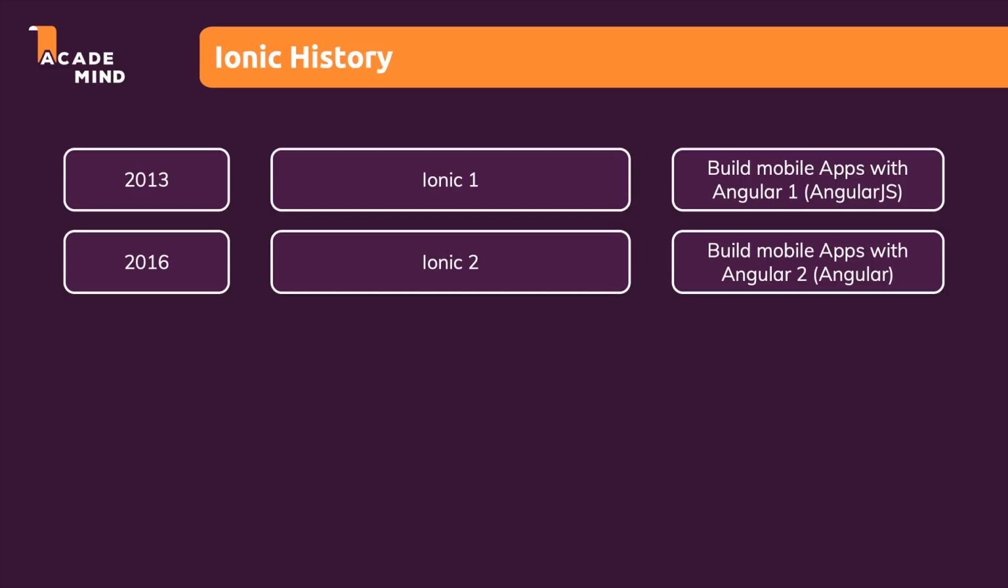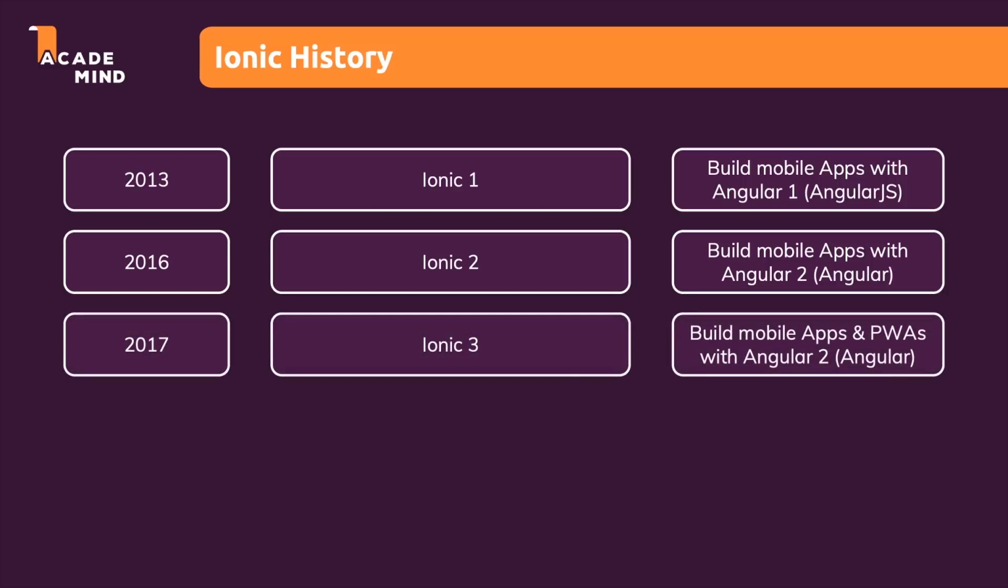And in 2017, we saw Ionic 3, which was basically an enhancement of Ionic 2, which also included better support for not just mobile apps, but also for progressive web apps. So for the first time, we had a real cross-platform solution where we could build more than just mobile apps, you could say. Now that's the past.